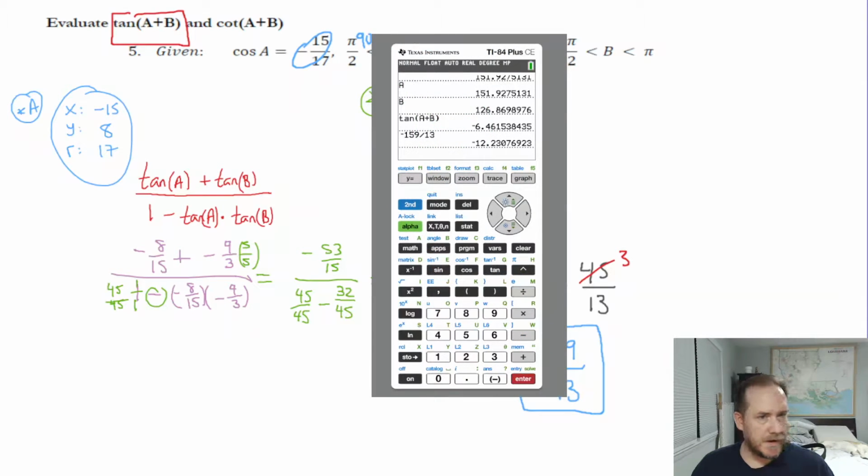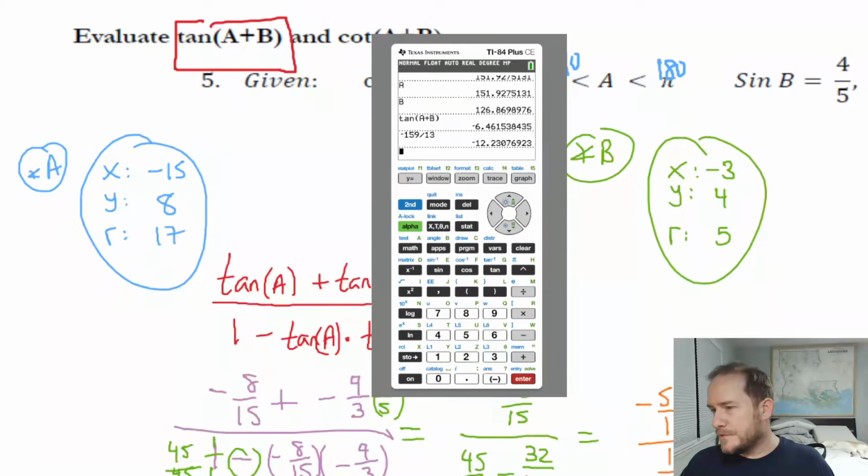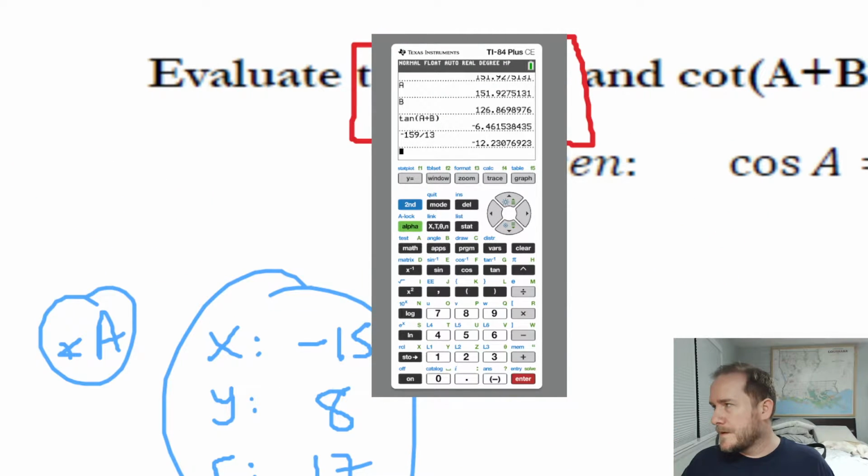Hey, look, I got the tangent of A plus B to be negative 6.46, and I got negative 159 over 13 to be negative 12.23. So where did I go wrong? I wonder if you spotted it already. It's something I actually pointed out. I even mentioned it by name, called it out, pointed at it. Let's zoom way in on it.